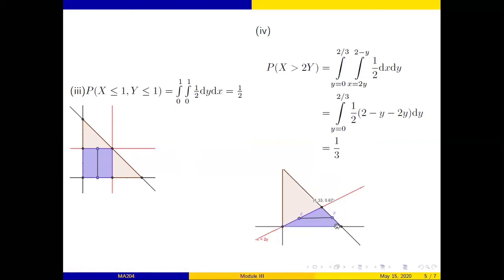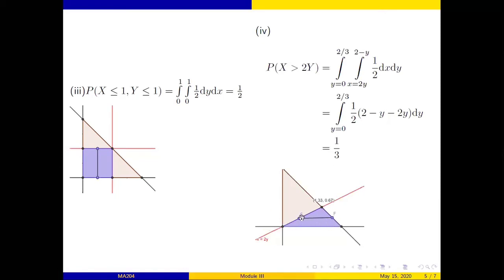Even though this is a triangular region, it has 1, 2, 3 boundaries, and two of the boundaries are not horizontal or vertical lines. Therefore, we have to be a little bit careful while integrating in this region. So that is why, for our convenience, we have set the order as dx dy, because it is better to consider a horizontal strip rather than a vertical one.